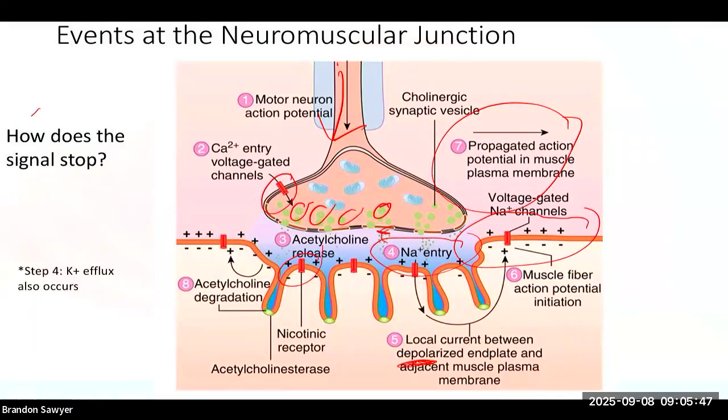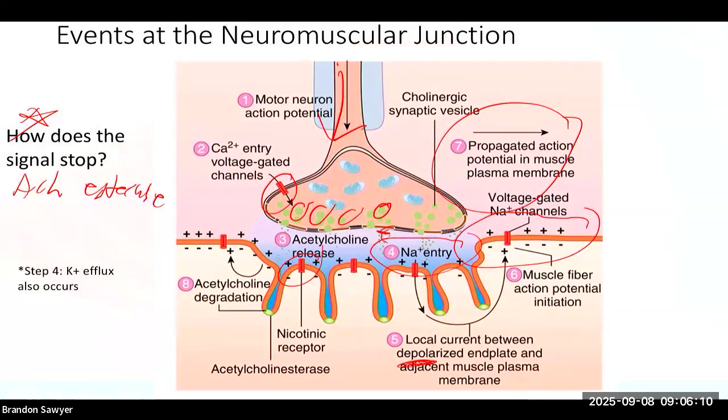I guess this one, how does it stop? How does the signal stop? As soon as we stop sending action potentials down, then we stop sending calcium in, so then we stop releasing acetylcholine, right? So that's part of it. But then we also have enzymes, one special enzyme called acetylcholine esterase.